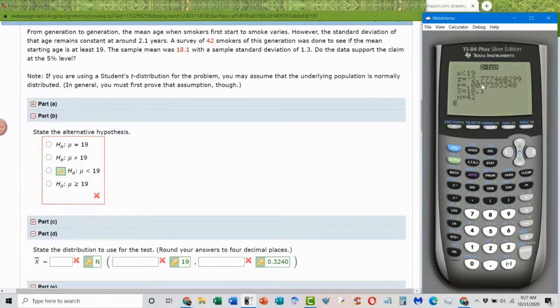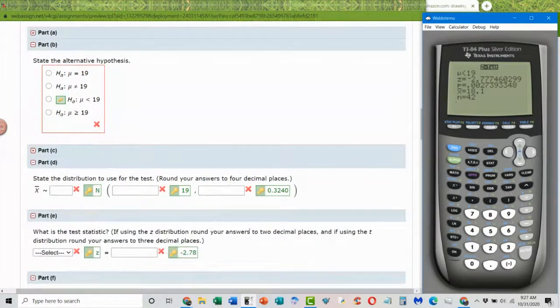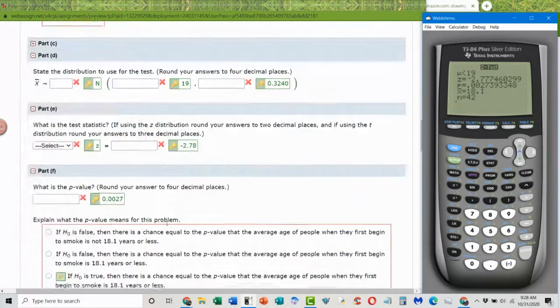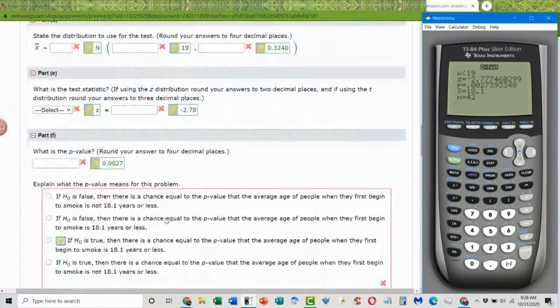Here is our z statistic, negative 2.77746. So they want two places. So that's where that came from. This is our p-value, 0.0027. All right. Well, now what does it mean?